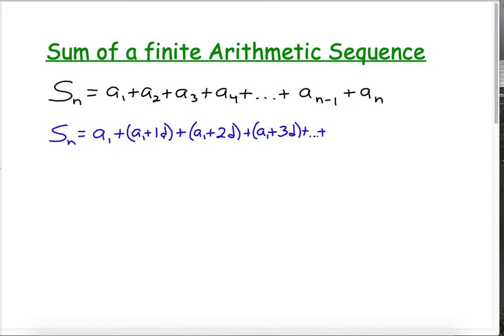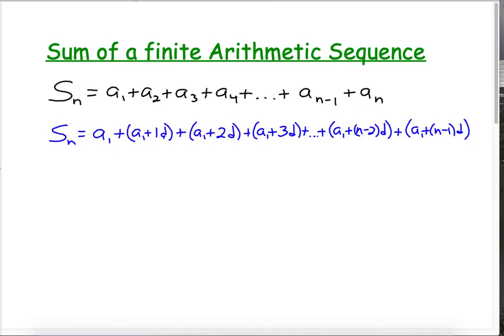Keep going. What's a sub n minus 1? Well, that's a sub 1 plus n minus 1 minus 1, so n minus 2 times d. And then the last one, what's a sub n? Well, a sub n is a sub 1 plus n minus 1 times d. Now you're thinking, where are we going? This seems even worse than what we had before. But at least now we only have 3 variables. We have a sub 1, we have n, and we have d.